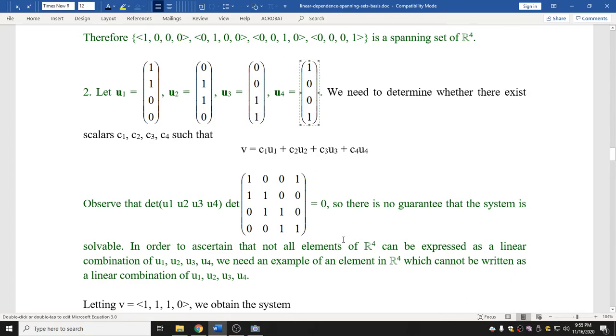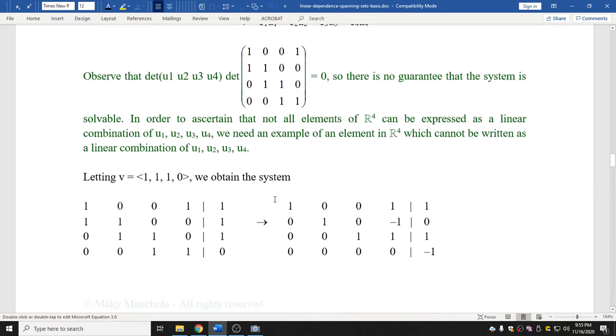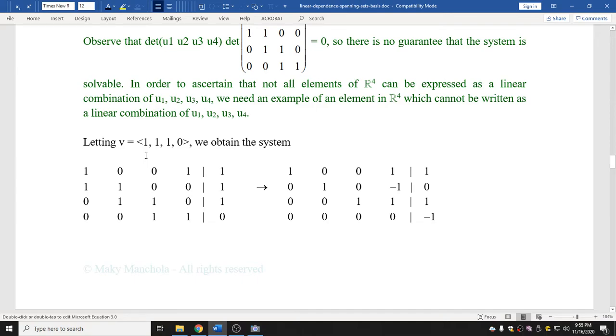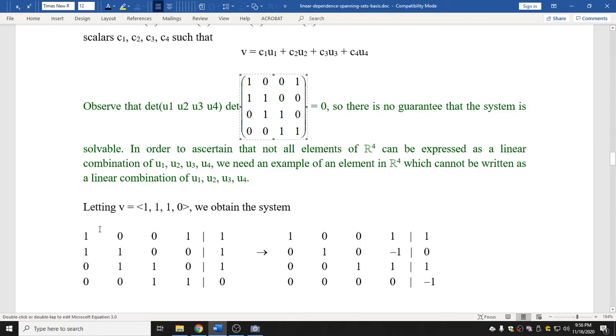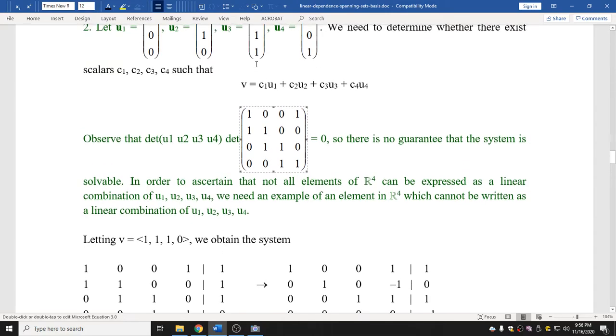Now, to confirm that that's in fact the case, you need to display an instance of an element of R4 that cannot be written as a linear combination of U1, U2, U3, and U4. Sometimes you can pick your elements almost at random. So I decided here to pick this element of R4, (1, 1, 1, 0), and try to solve the system. So here is my augmented matrix. I have my coefficient matrix, and then the element of R4 that I'm using in the hopes of showing that there will be no solution to our equation.